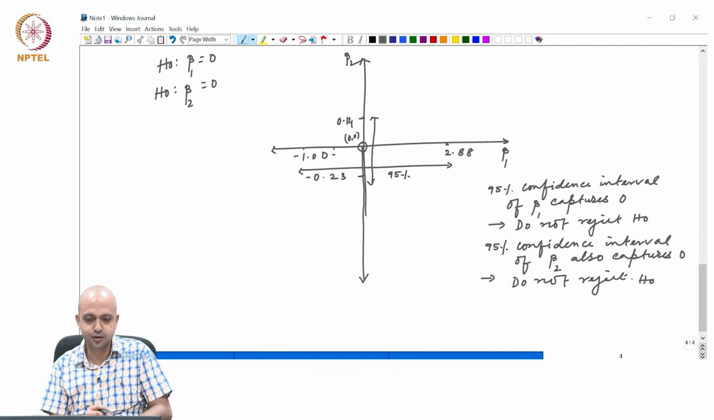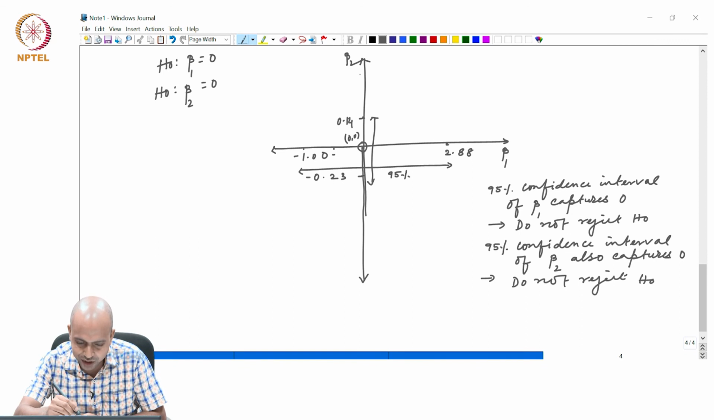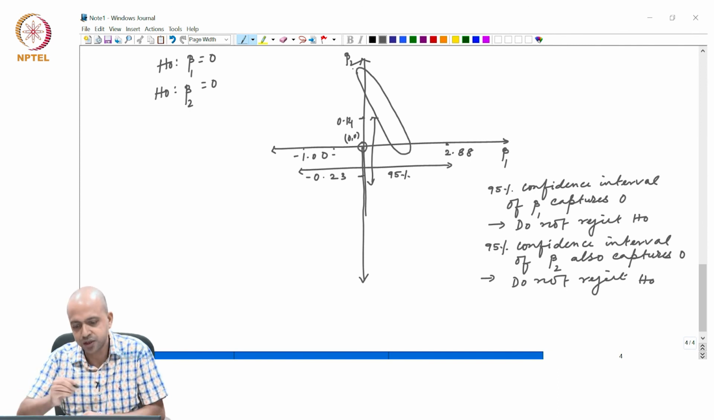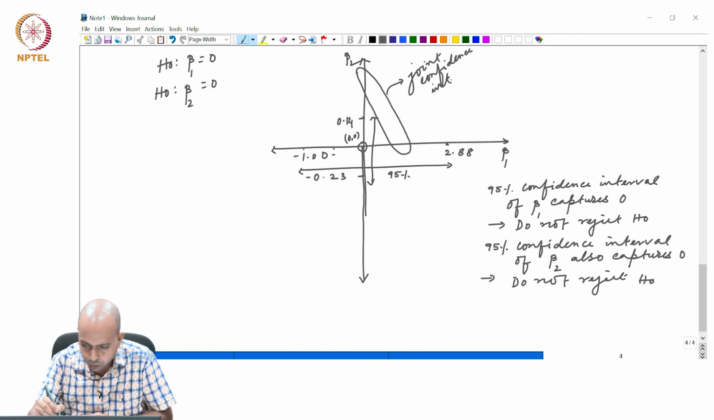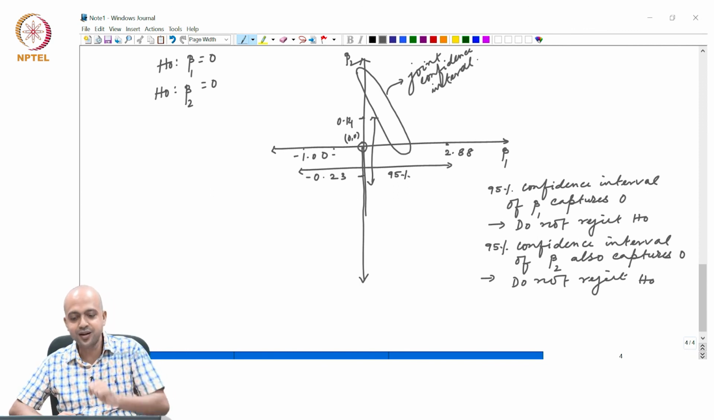As a result, both income and wealth become insignificant. But what about the joint significance? If you apply the joint confidence interval, it basically has an elliptical shape. This is the joint confidence interval. That does not capture 0.